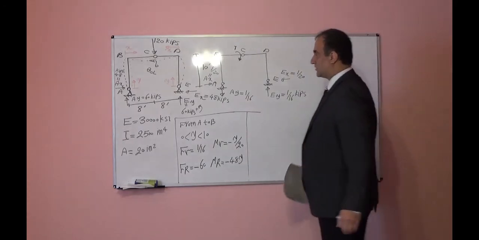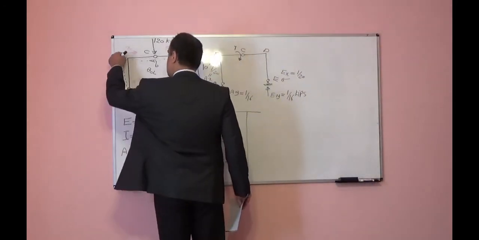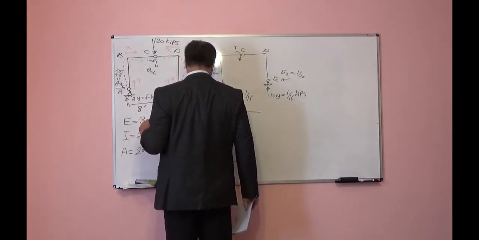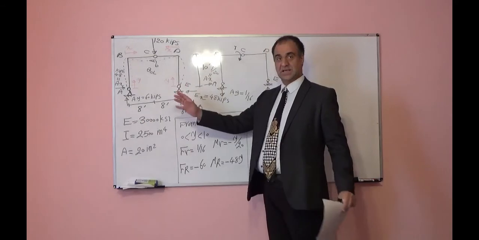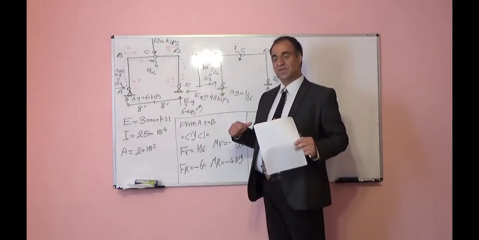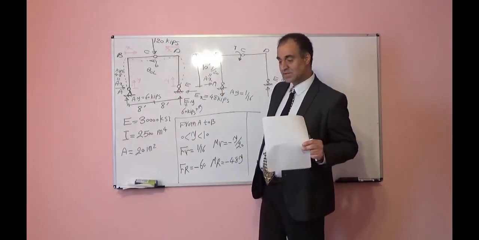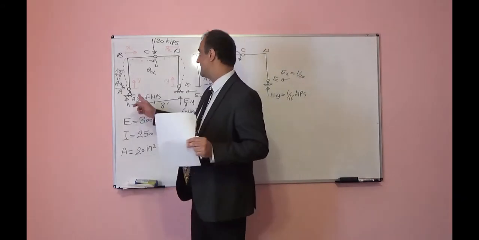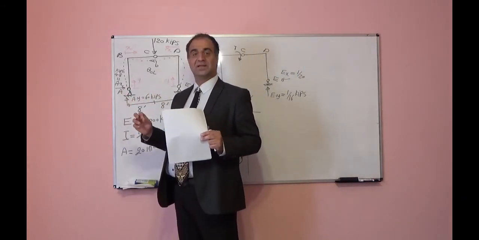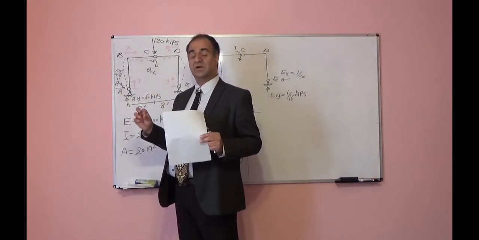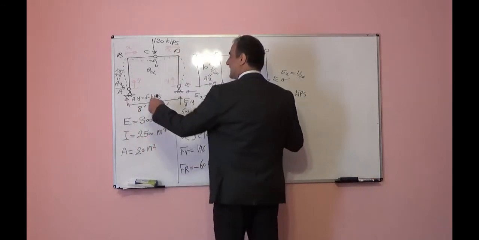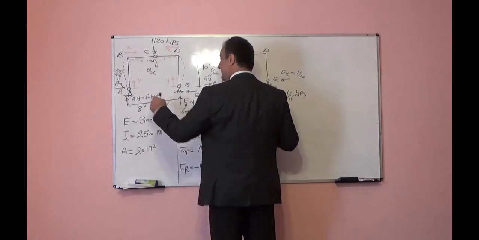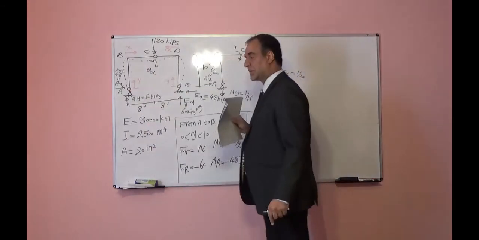This is for the AB part. AB part is like a beam column. We have bending moment inside. If we have only bending moment in one element, we will call it a beam element. If we have axial force in one element only, we will call that element a column. Because here we have axial force and bending moment, we will call AB a beam column element.